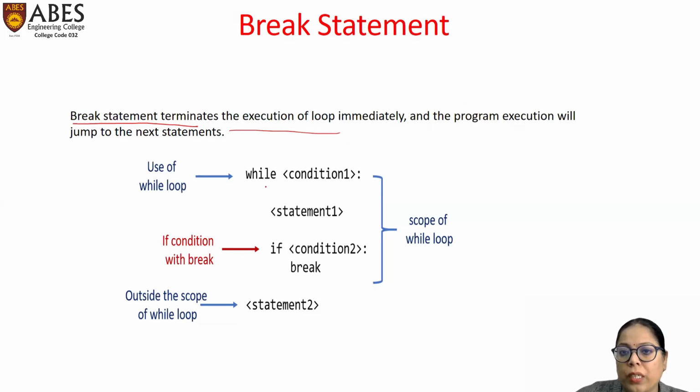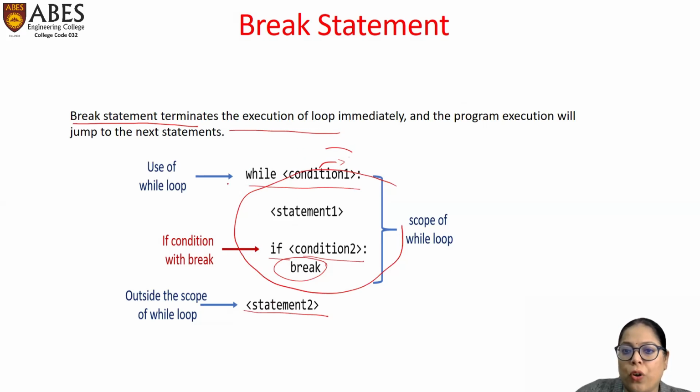For example, you can see that here we are using a while loop. This is your while keyword and we are checking the condition. This is the statement, and within the while loop we are using an if statement, and this is again condition 2 which will be tested. Now we have written break here, and after that statement 2 is written. So this is the scope inside the while loop. That means if the condition is true, this part will be executed, and once the condition is false, it will come out of the scope of the while loop and this statement is executed.